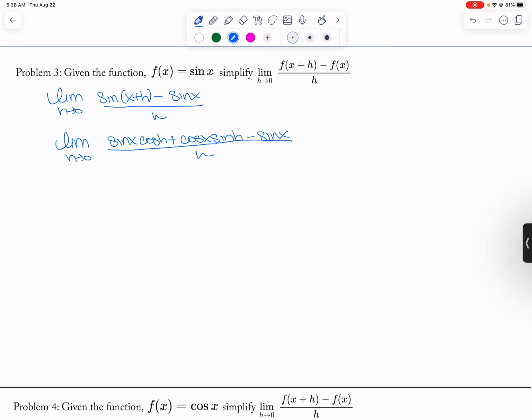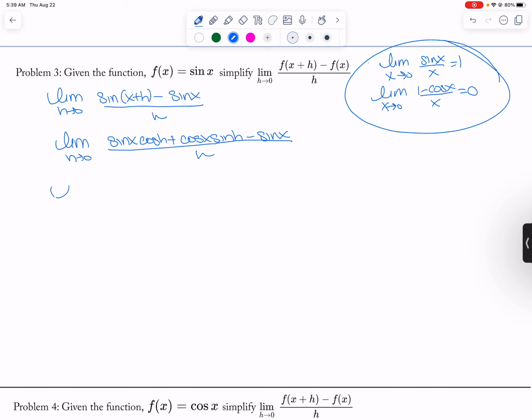And what you're going to need is there's 2 theorems that you were told in advanced math to memorize. I'll write them like they were in advanced math. The limit of sine of x over x is equal to 1. The limit of 1 minus cosine x over x is equal to 0. Okay, so you're going to need both of these. Yes, you do have to have them memorized.